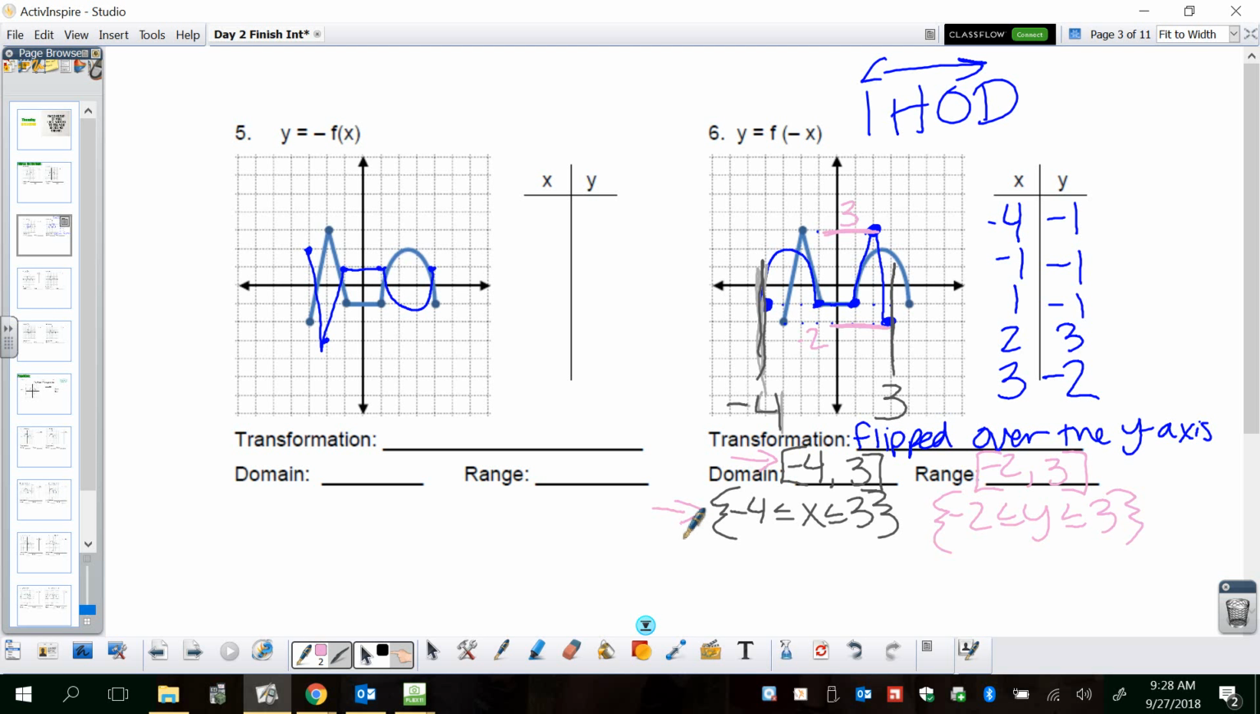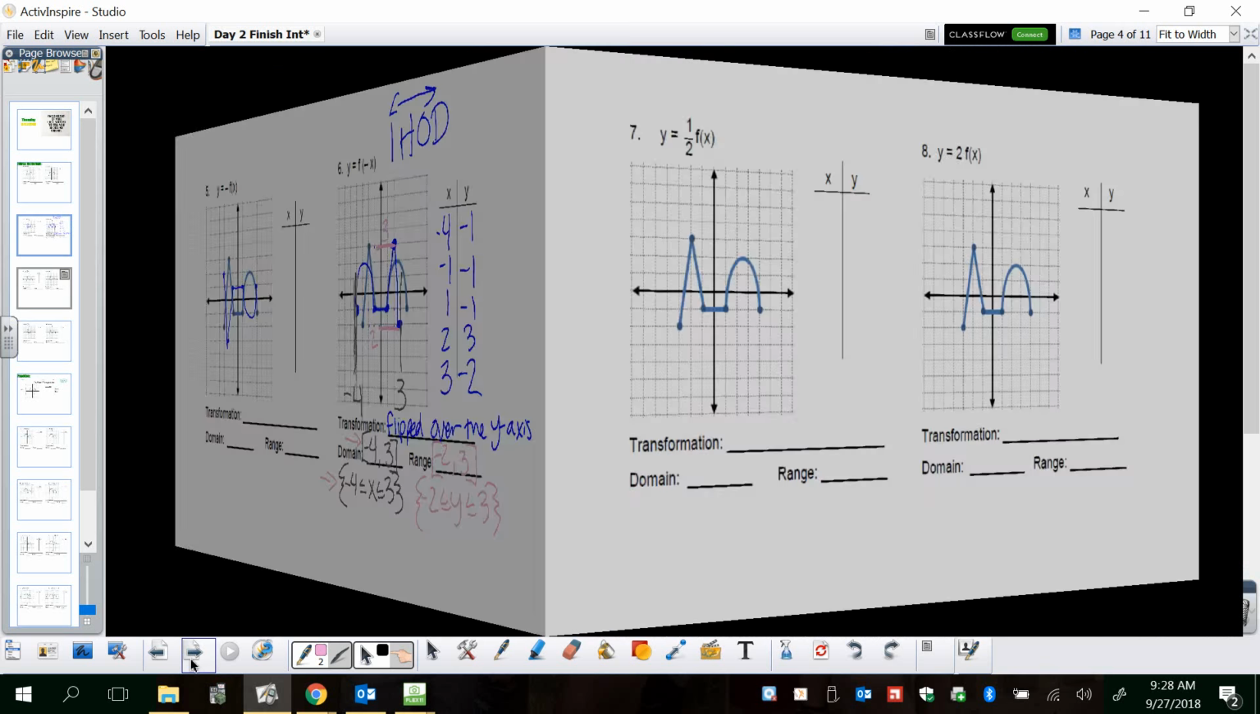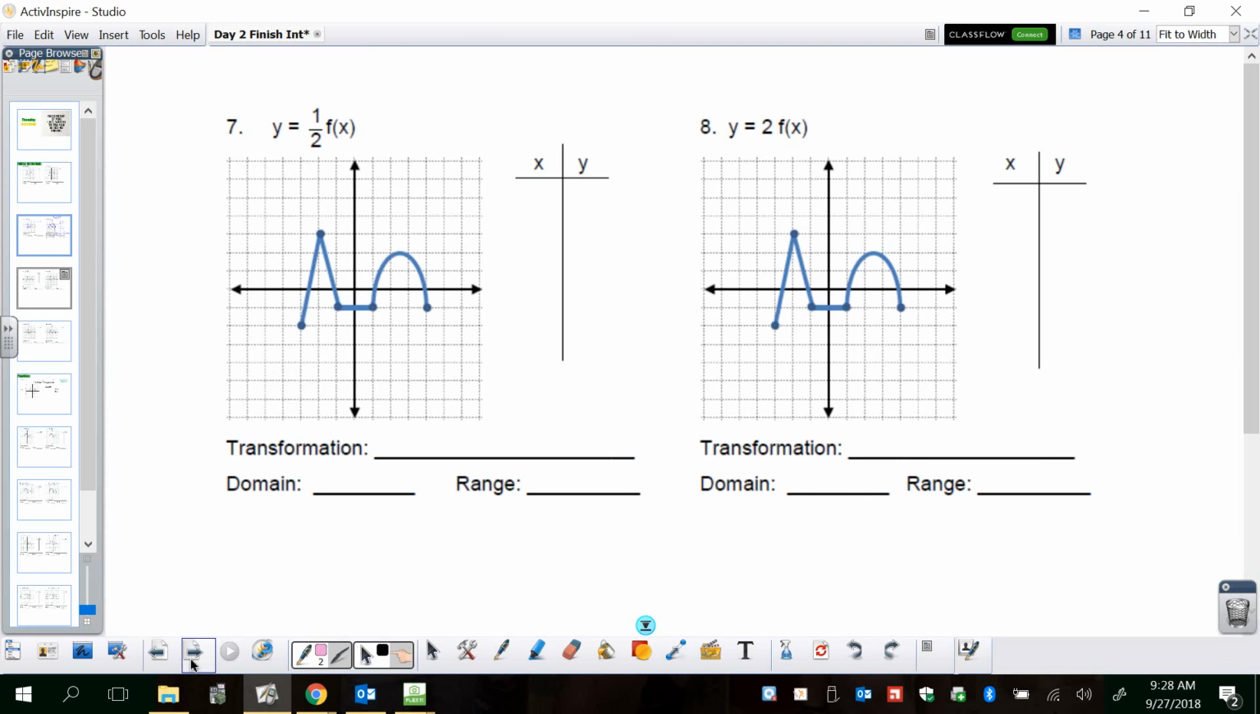Any questions here? So let's look at number 7. Okay, these are probably the hardest ones. Because we're multiplying here. Okay. So first off, it's outside, right? This is an outside change. It's not inside my parentheses, so it's over.